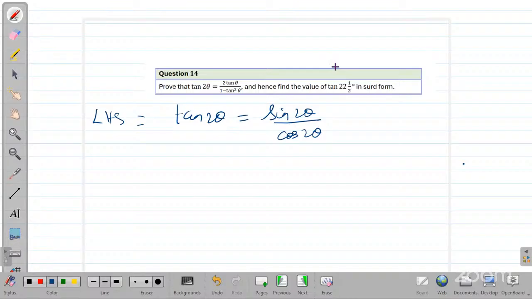Sin 2 theta, you have the formula. We can apply it directly. What is it? 2 sin theta cos theta divided by cos 2 theta. I can write it as cos squared theta minus sin squared theta. Now in the numerator and denominator, both places I want to divide by cos square theta. So if I do the division in that way, let us see what you will get as the answer.